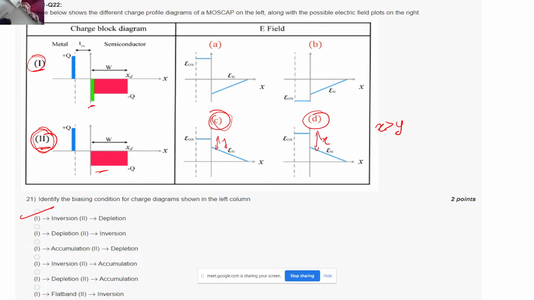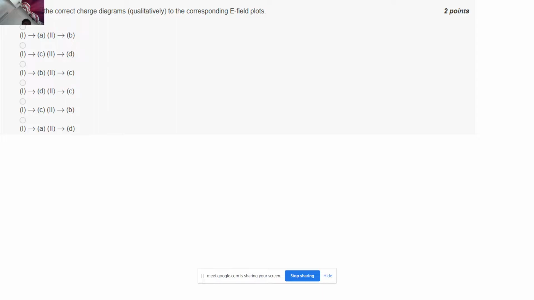Something in the chat section: due to the sheet charge, there will be more jump. Exactly, yeah, correct. Because of the sheet charge that is present over here, there is more jump over here. So for the first option, option D will be the correct one, and for the second one, option C will be the correct one, right? So this question we had already solved, and now the question that we have solved is this question, right?